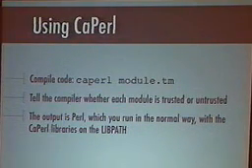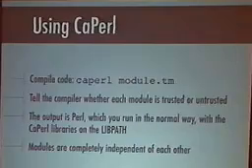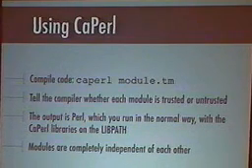If you don't use the Capel libraries, which you don't have to, then they don't have to be on the path. And modules are completely independent of each other, so you can just compile them as independent units. There's no interrelationship between them, so you don't have to do anything cunning about dependencies.